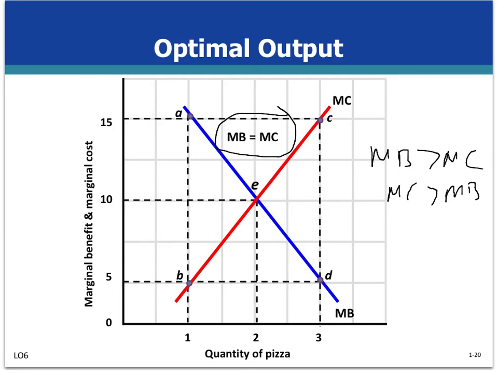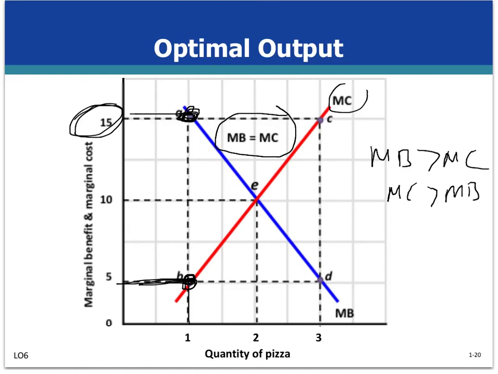Look at point A, you produce only one pizza. If you produce only one pizza, let's say these numbers are dollars, producing one pizza brings society, go to the marginal benefit curve, it gives you $15 of benefit. And the marginal cost of one pizza, going to the marginal cost curve, you see, $5. So it costs you $5, and you benefit from this one pizza $15.